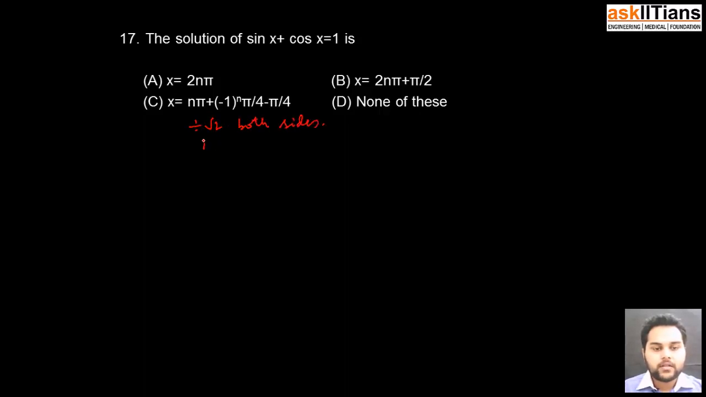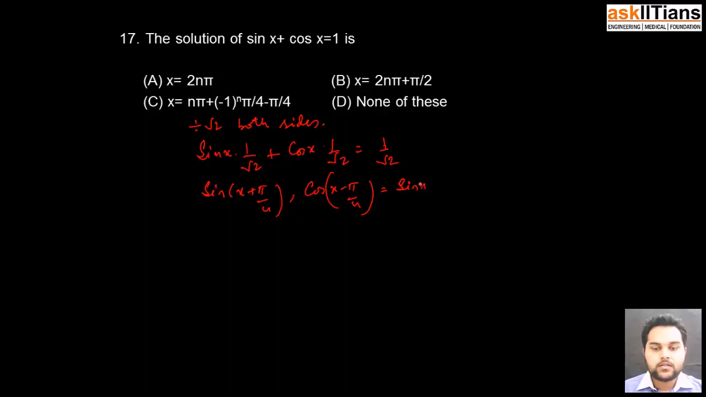To get sin x into 1 by root 2 plus cos x into 1 by root 2 is equal to 1 by root 2. Now it can be condensed into either sin of x plus pi by 4 or cos of x minus pi by 4, and accordingly I would get sin pi by 4 or cos pi by 4 both being equal to 1 by root 2. So I can derive two equations out of it, that is sin of x plus pi by 4 is equal to sin pi by 4, or cos of x minus pi by 4 is equal to cos pi by 4.